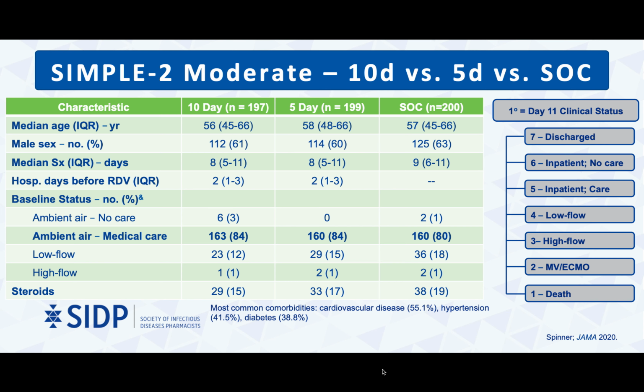The primary endpoint was distribution of clinical status as assessed on the 7-point ordinal scale on study day 11. The scale used in this trial is identical to the SIMPLE-1 severe scale, which is inverted from the one used in the ACTT-1 trial.